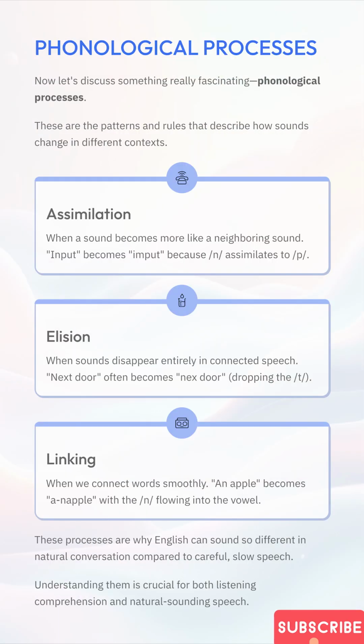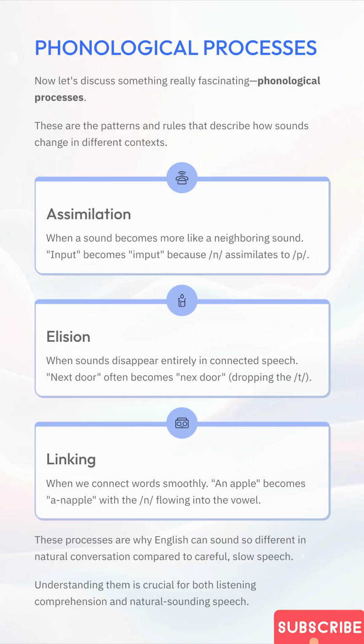Phonological processes. Now let's discuss something really fascinating. Phonological processes. These are the patterns and rules that describe how sounds change in different contexts. Assimilation is when a sound becomes more like a neighbouring sound. For instance, the word input. In natural speech, we don't say input with a clear N sound. It becomes imput because the N assimilates to the P that follows it. Say it quickly. Input. Your lips prepare for that p sound early.